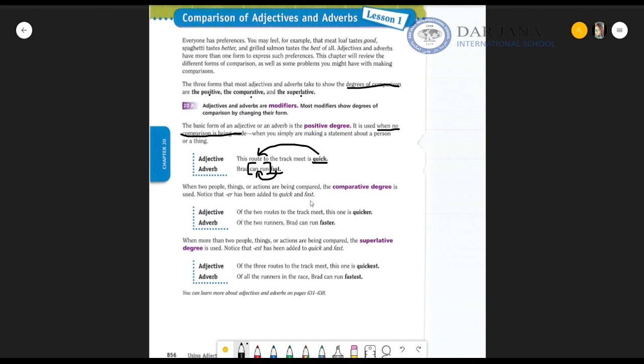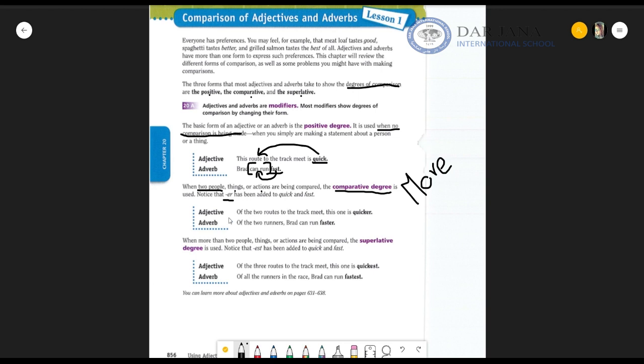So the second degree of comparison is the comparative degree, and from its name I can notice that I'm comparing, so comparison is being made in the comparative degree. And it's only comparison between 2 people, 2 things, or 2 actions. Now, how can I achieve that? I can either add an ER to the word itself, or I can add more to the word depending on how many syllables the word is, which is something we will discuss in a moment.